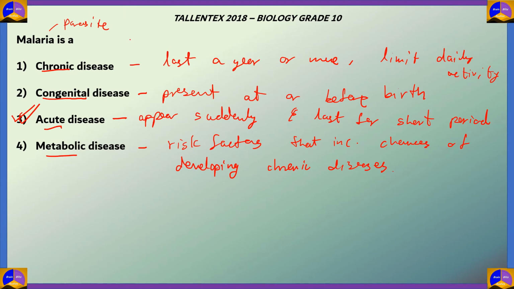Chronic diseases are diseases such as diabetes or arthritis, which affect for a long period of time. So that's incorrect. Congenital diseases are birth defects such as blindness, etc. So option D is incorrect. Option 2 is incorrect. Metabolic diseases are risk factors such as high blood pressure, high sugar levels, etc. So option 4 is also incorrect. The correct answer for this question, asked in 2018, is option 3. Malaria is an acute disease.